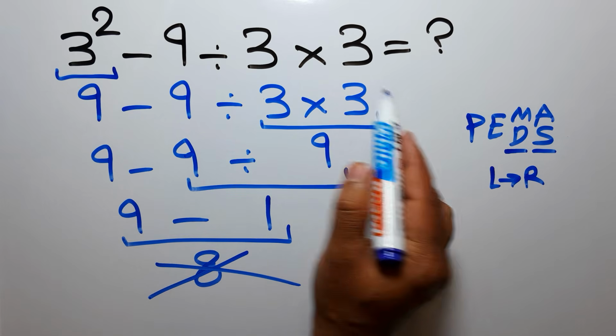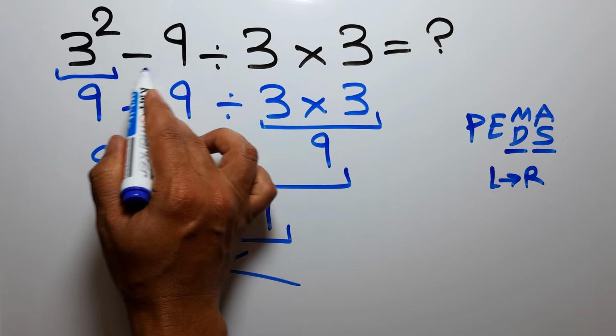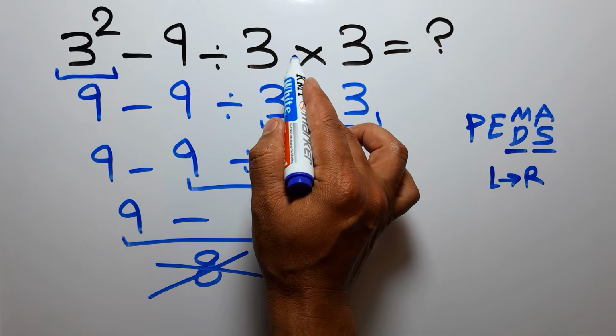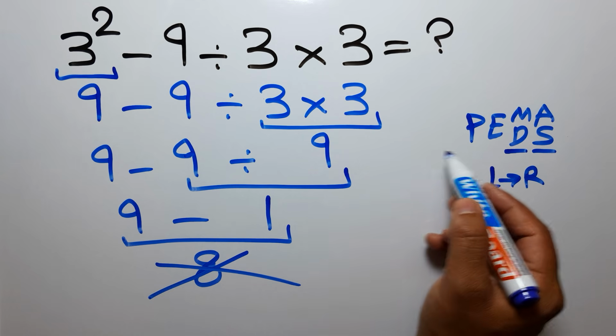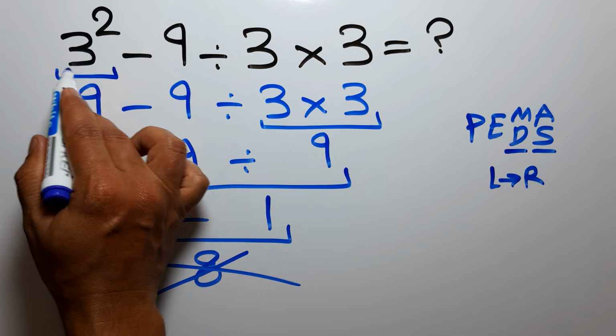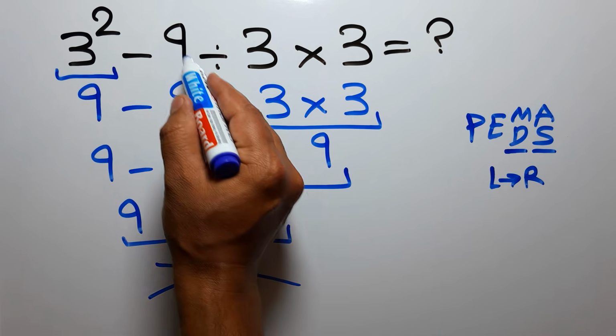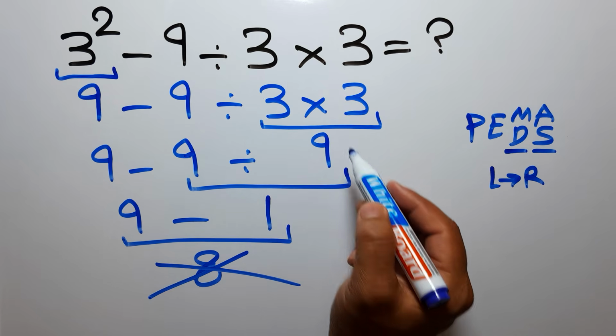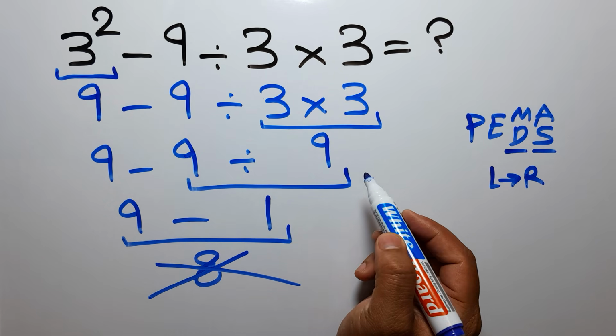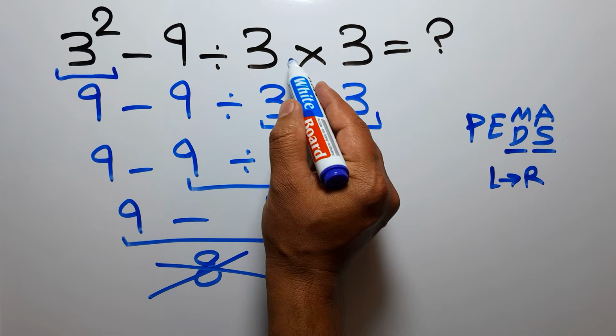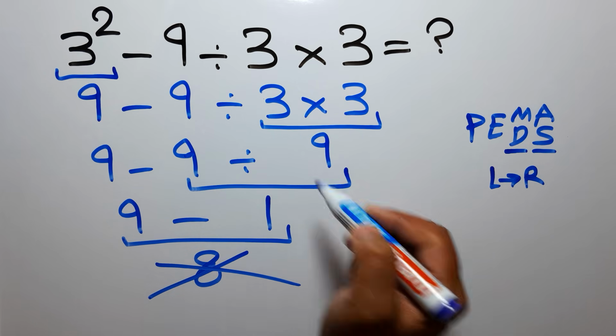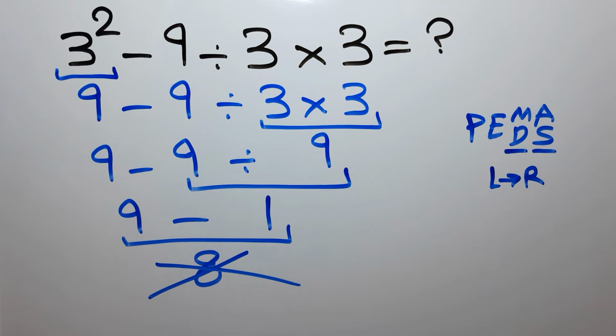In this expression, we have one exponent, one subtraction, one division, and one multiplication. According to PEMDAS, first we have to do this exponent, then this division, then this multiplication, and finally this subtraction. If we do this multiplication before this division, it is wrong.